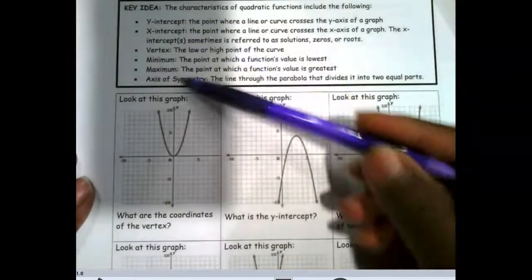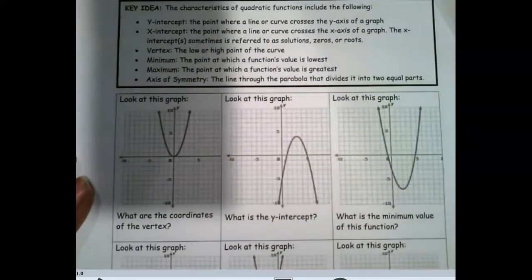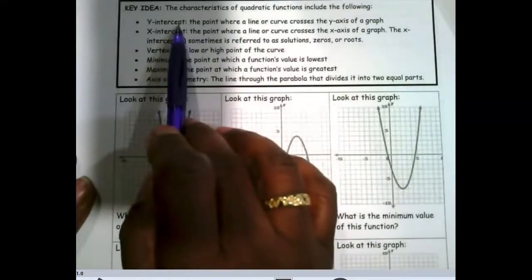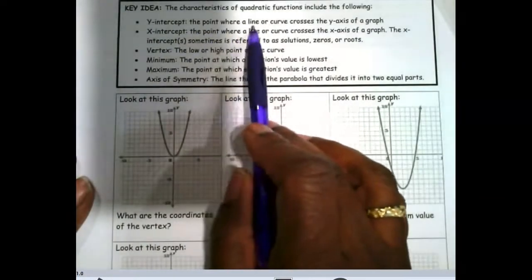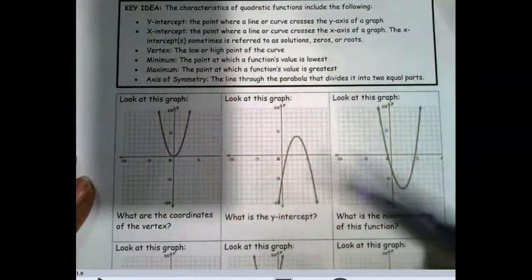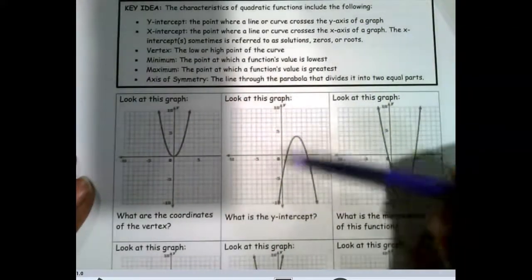So these are all the things that you're going to remember once you start working with these graphs, and they're just as important as when we work with linear functions. So we've got the y-intercept. Of course, that's the point where the line or curve crosses the y-axis of the graph. So it crosses this axis.